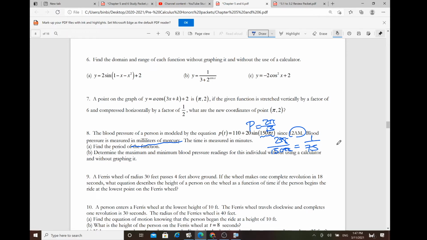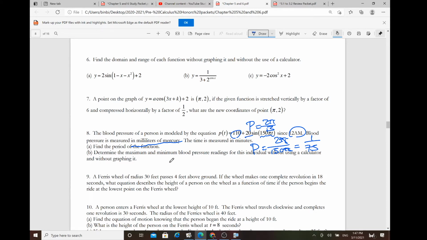Okay, so this one is just the period to value P. And now determine the maximum and the minimum blood pressure reading for this individual without using a calculator. Again, this one shows the vertical translation. So this one is 20.